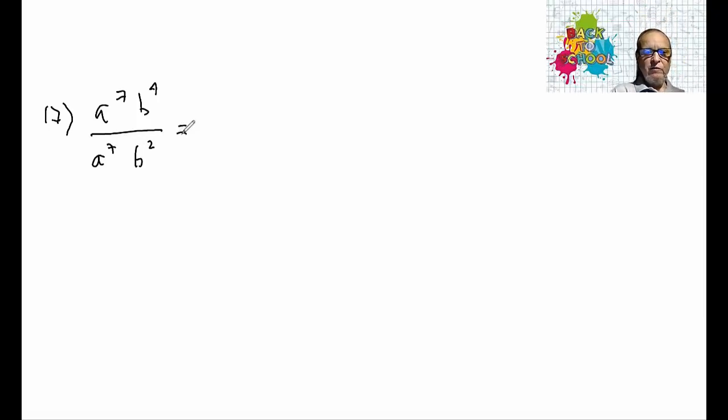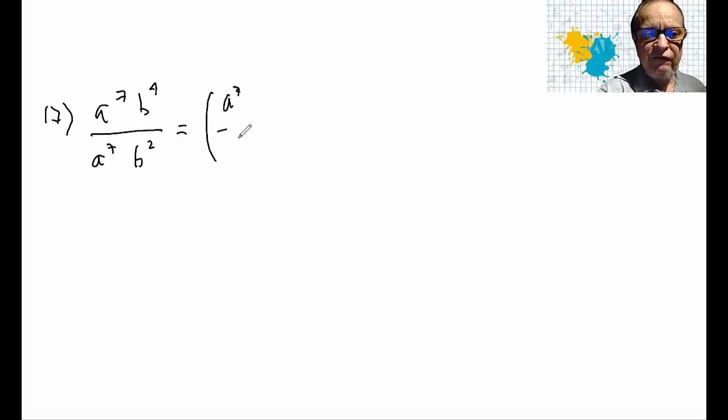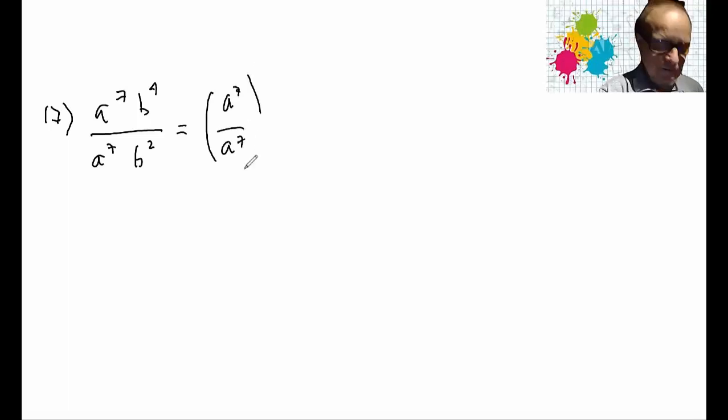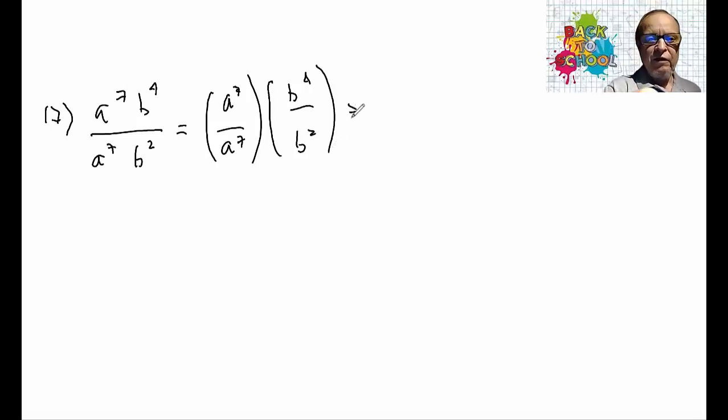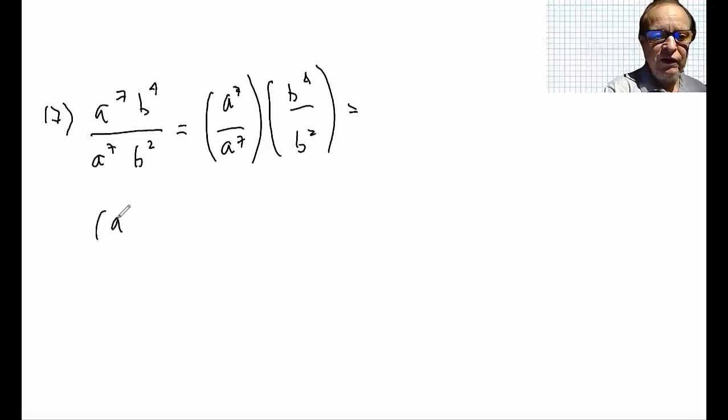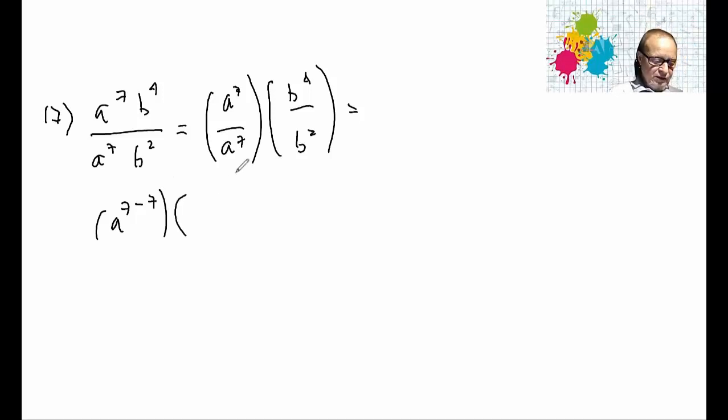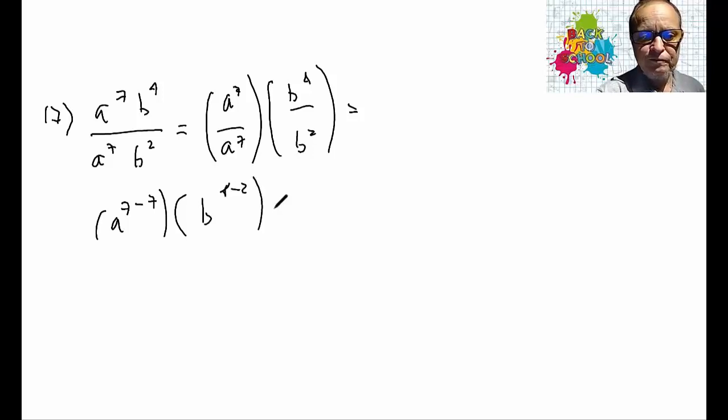So, as usual, I'll put my a's in one bracket, a to the 7th, a to the 7th, and I'll put my b's in another bracket, b to the 4th, b squared, and then I will use my quotient rule. So I have, for the first one, a to the 7 minus 7, and then for my b's, I have b to the 4th minus 2.